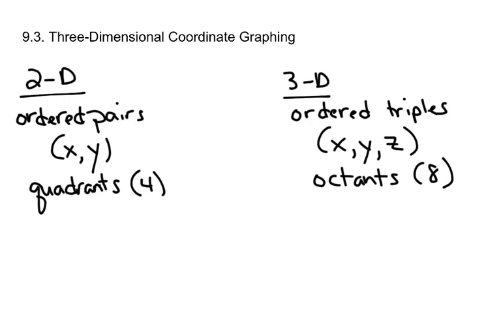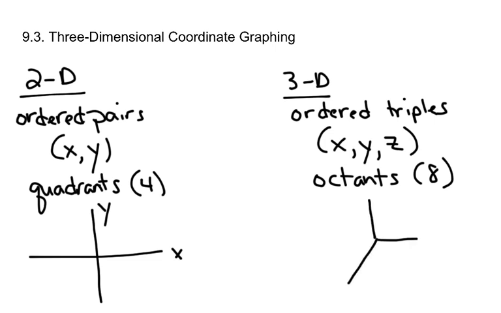In section 9.3, we're going to study three-dimensional coordinate graphing. When we graphed in 2 dimensions, that means on the regular xy coordinate plane, we would graph ordered pairs, and there would be 4 quadrants. In the 3-dimensional coordinate plane, there are now 3 axes, and the 3 axes are x, y, and z. Instead of having ordered pairs, we have ordered triples because we're working in x, y, and z. And instead of having 4 quadrants, we have 8 octants.